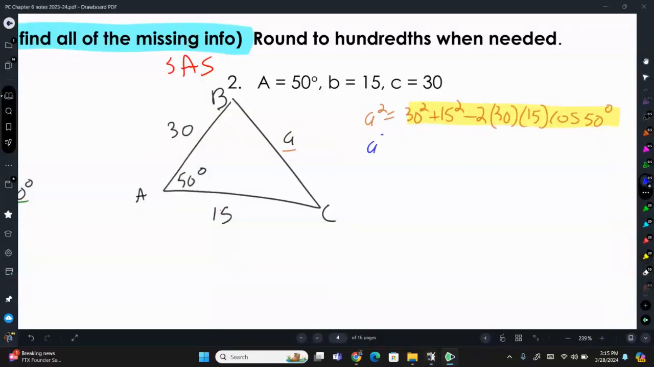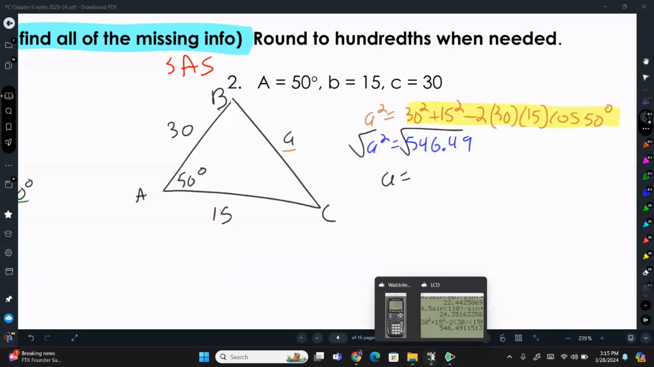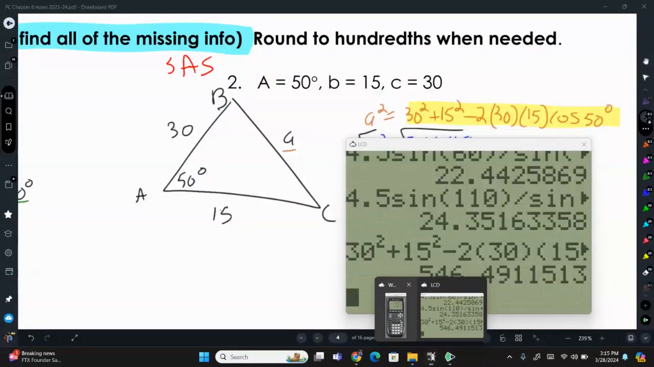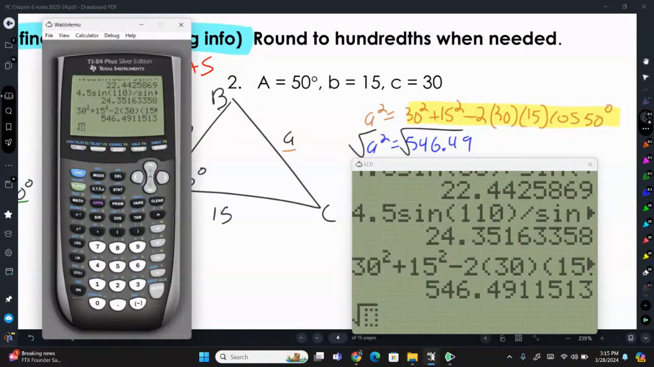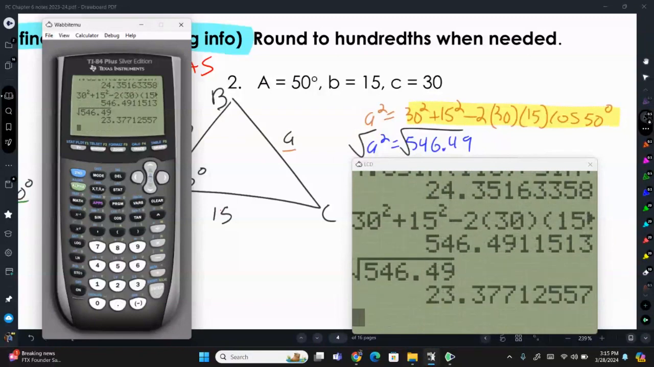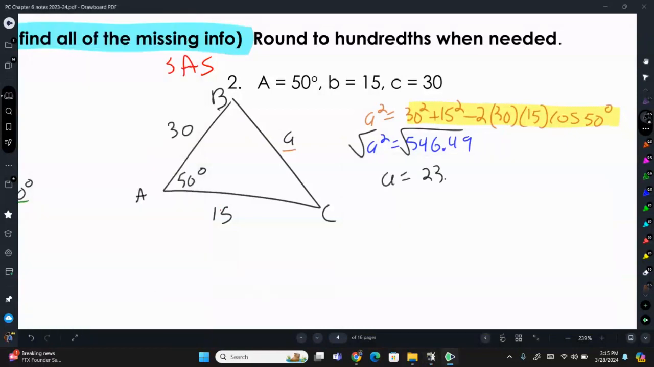So A squared equals 546.49. And then we square root both sides. So the square root of 546.49, and we get 23.377 or 23.38. Okay, so now we have all three sides.